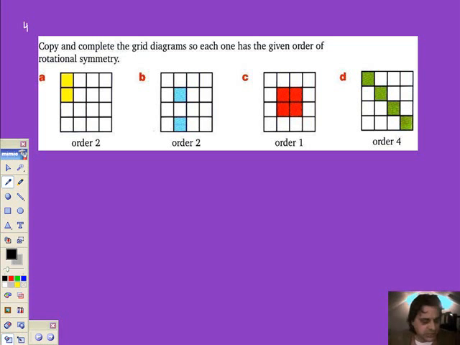The next transformation is called rotation. Again, you've done these before in Key Stage 3. You've got reflections, rotations, you've got translations involving vectors, and you've got enlargements. These are the four transformations of shapes. So you move one shape from one position to another by reflecting, rotating, translating, or enlarging.